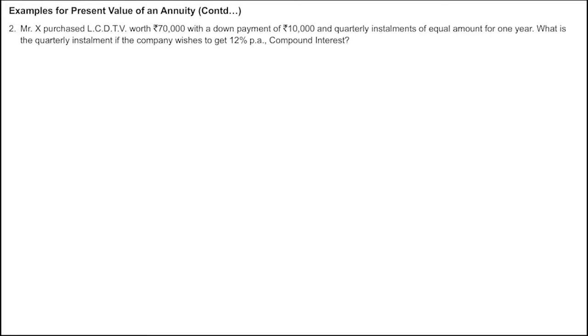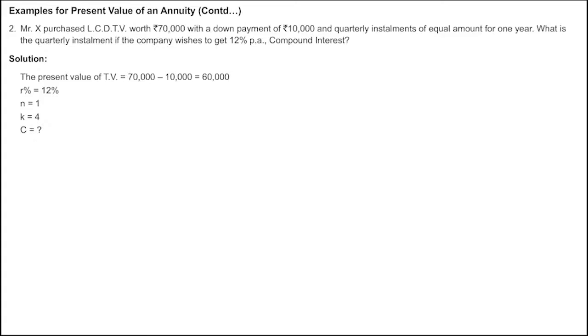We want to know what is the quarterly installment if the company wishes to get 12% per annum compound interest. So first let's make a note of what is given to us. What is the present value of TV? 70,000 minus 10,000, which will be 60,000. So the present value of TV will be 60,000. R is equal to 12%, N equal to 1 and K will be equal to 4 because he is going to make quarterly installments of equal amount for 1 year. You have to find the value of C. What is C? The amount of the quarterly installment is C. That is unknown here, we have to find out.